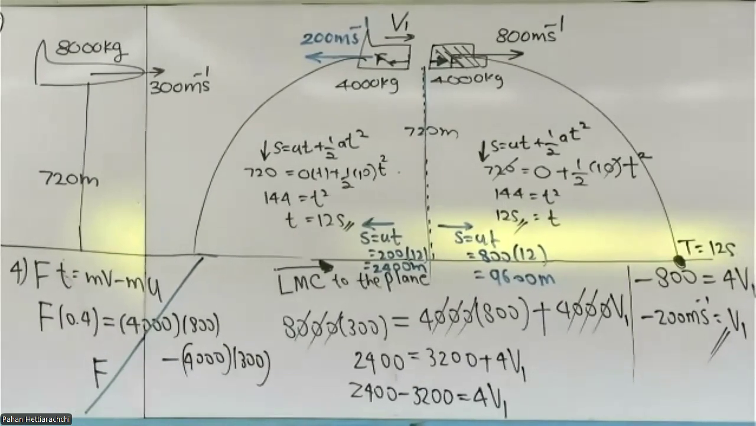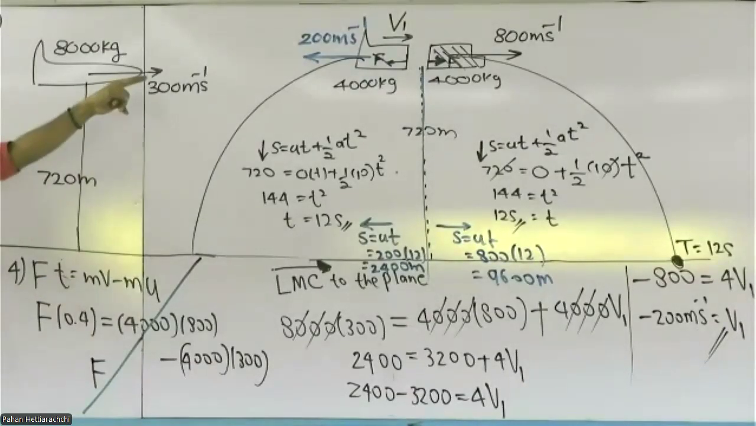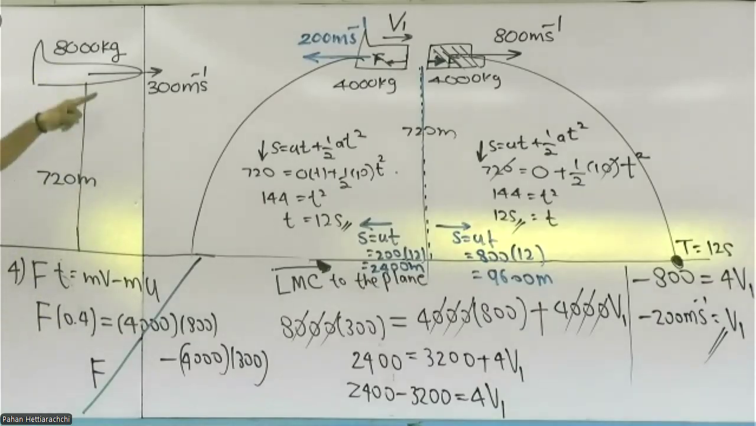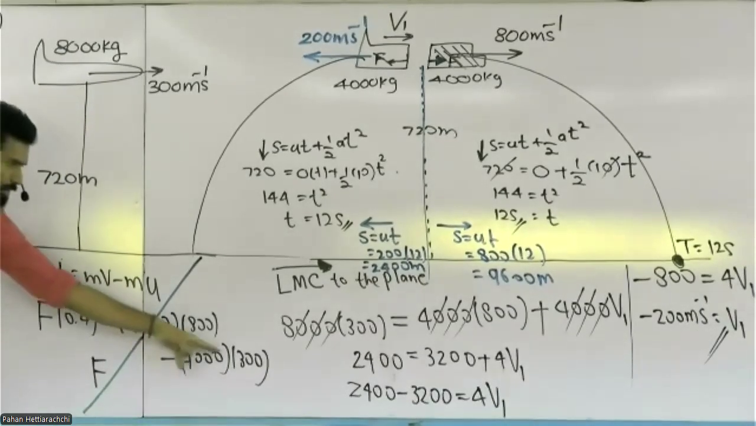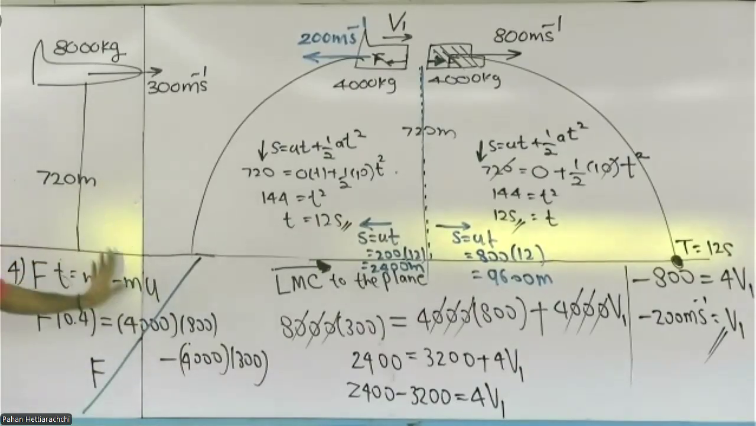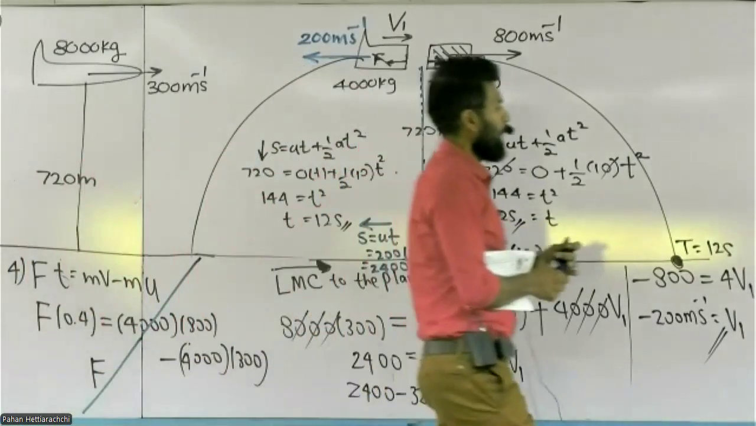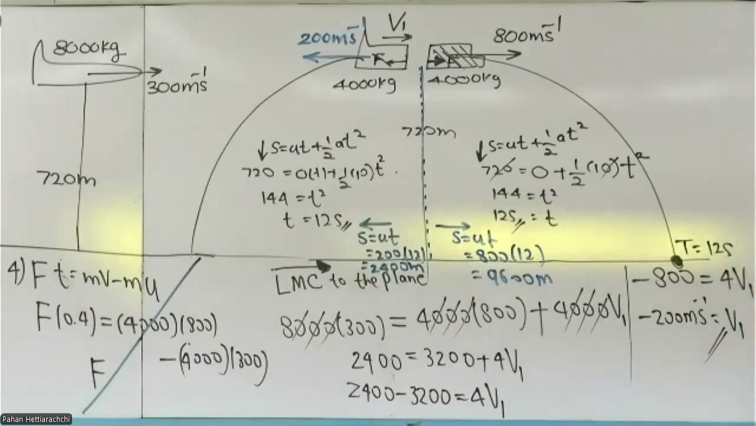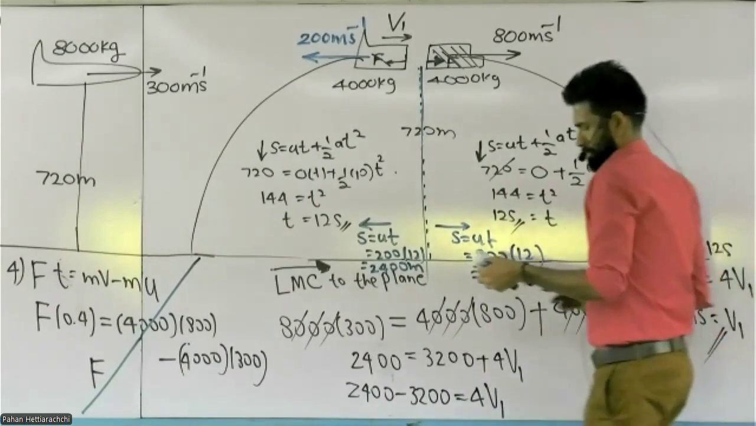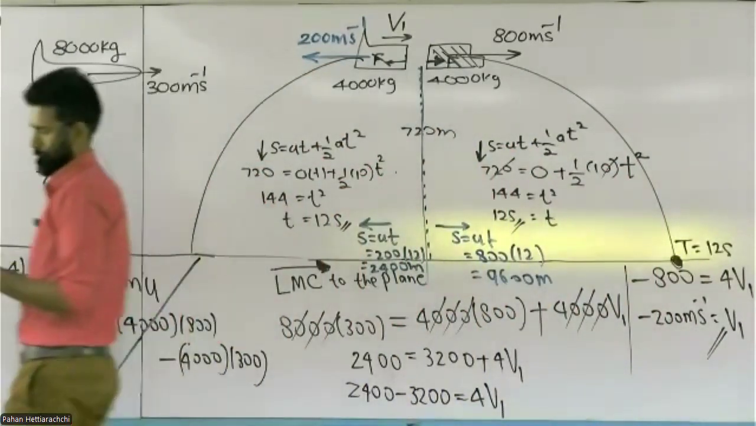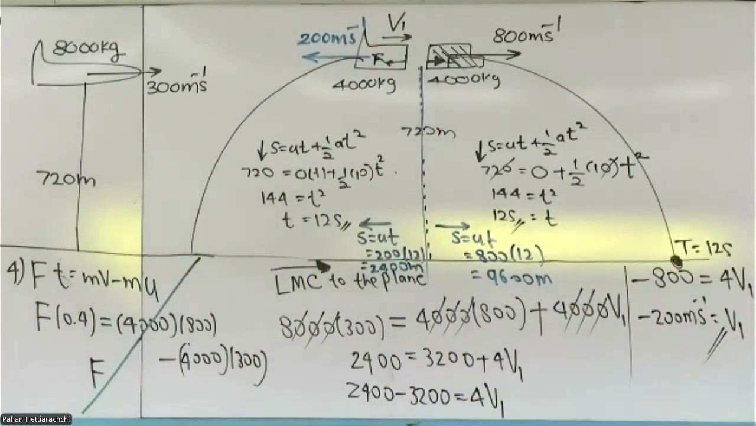Okay. Applied Ft equals mv minus mu to the nose. The force acting separately on the nose is F for 0.4 seconds. What happened to the nose? mv is 4,000 into 800, minus m 4,000 into 300 initially. I'm not going to explain it. Okay, I'm coming to question number 19.